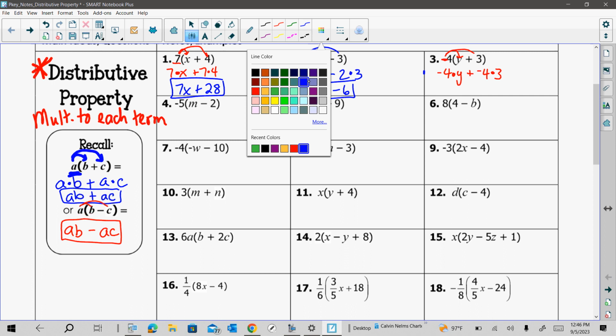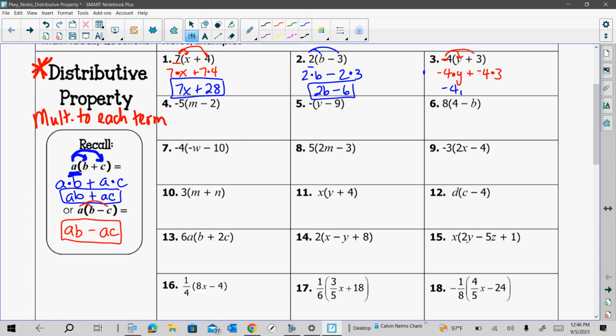Do we have to show everything every single time? No, that's what I'm saying. If you can do the mental, I'm just showing it right now. But if you know how, just do the mental math, do the multiplication, and just simplify it. So this is negative 4y, minus 12, because that would be, sorry. So it's just negative 4y minus 12.